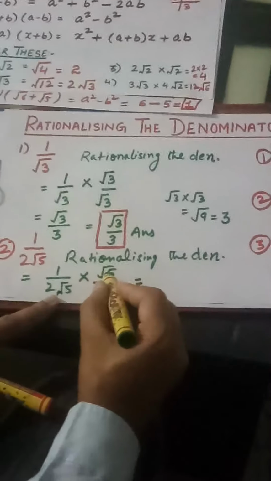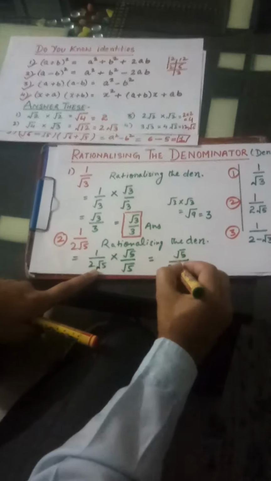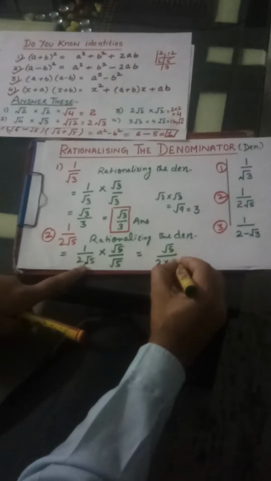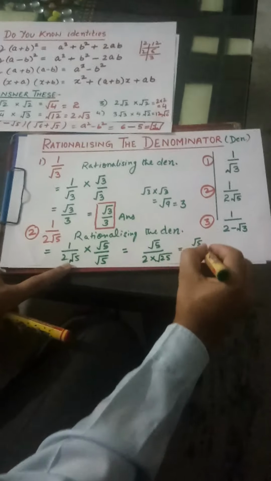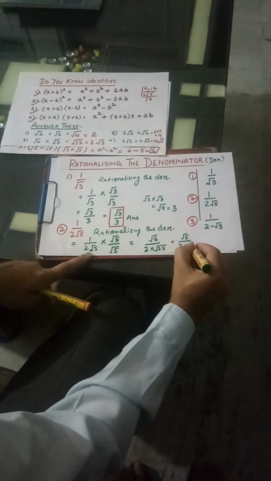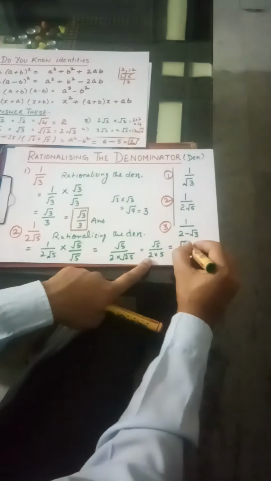What do you obtain? Root 5 into 1 is root 5, and in the denominator it is 2 into root 5 into root 5, which is under root 25, and 2 into root 25 is 10. So you can see that it is root 5 upon 10. So this is our answer. Can you see the answer? It is free of the under root, meaning we got rid of the under root here. So this is our second answer.